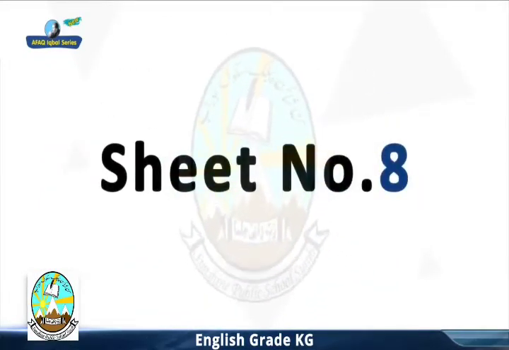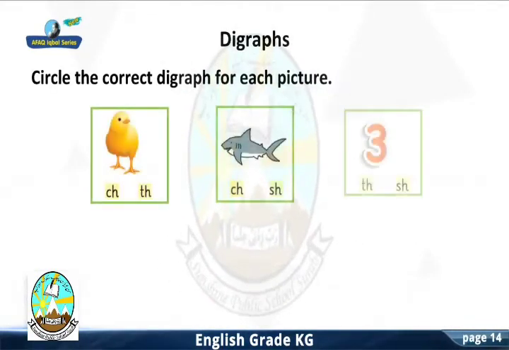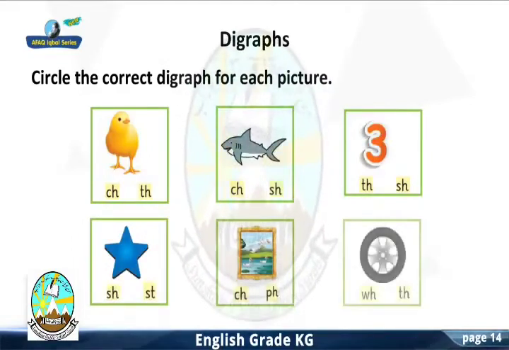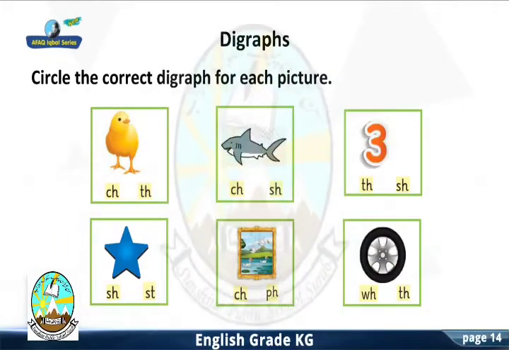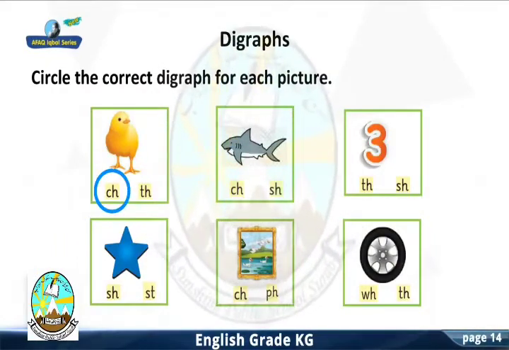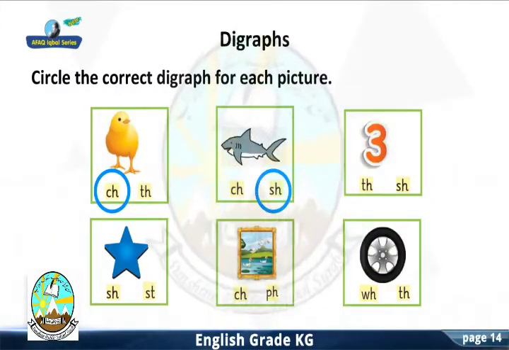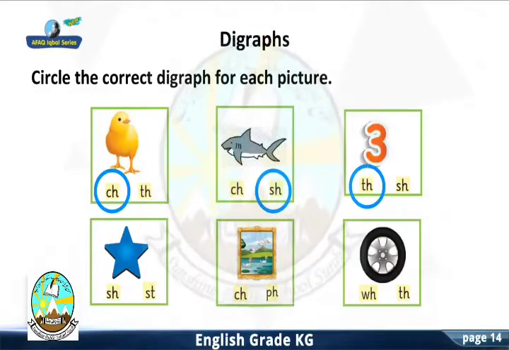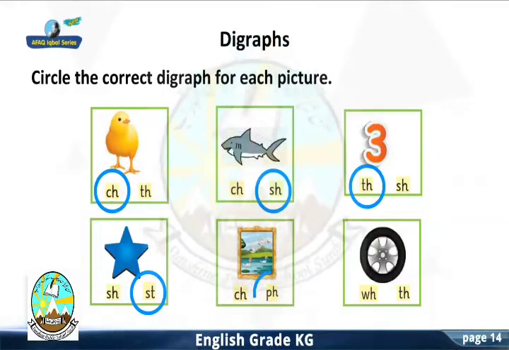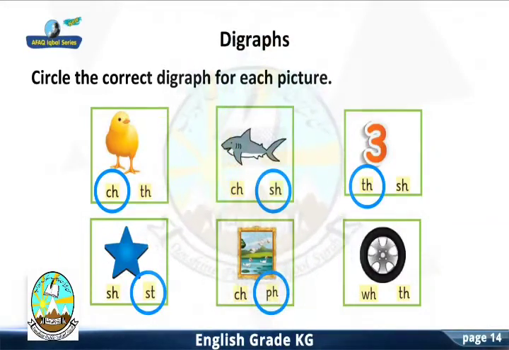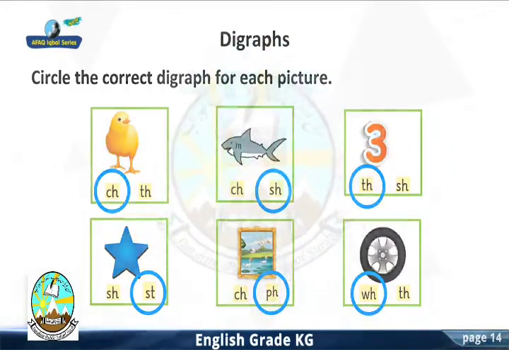Sheet number 8. Topic is digraphs. Circle the correct digraph for each picture. CH for chick. SH for fish. TH for tree. ST for star. PH for frame. WH for wheel. Very good.